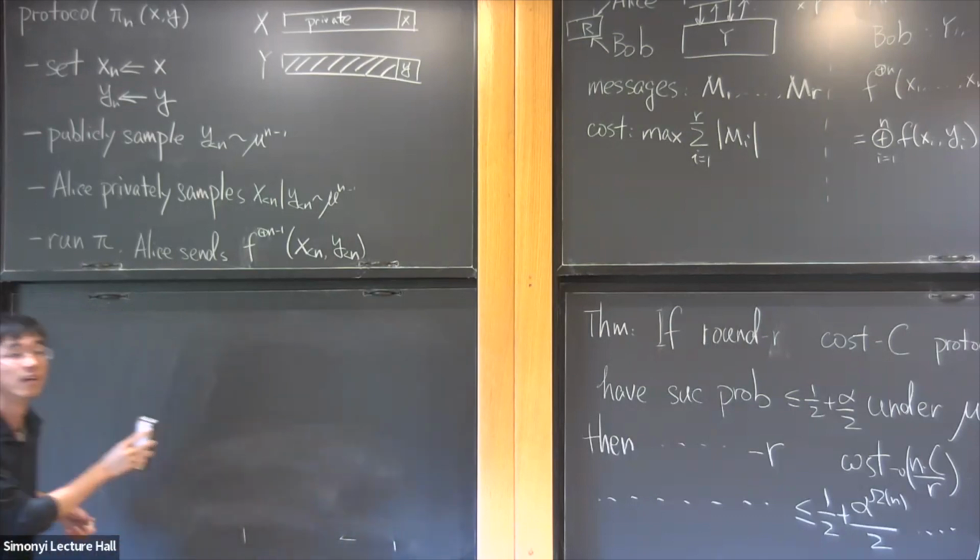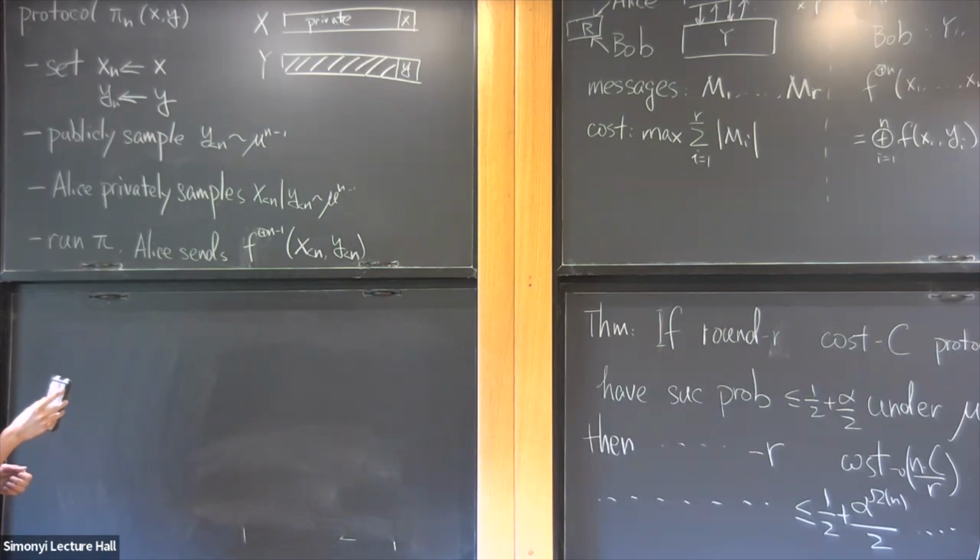When you say run pi, you mean that the players are both going to run it? Yeah, Alice pretends that she only knows x, and Bob pretends that he only knows y, and then they will just run protocol pi on their joint inputs, and that has some communication. At the end, the protocol will let them learn the output.